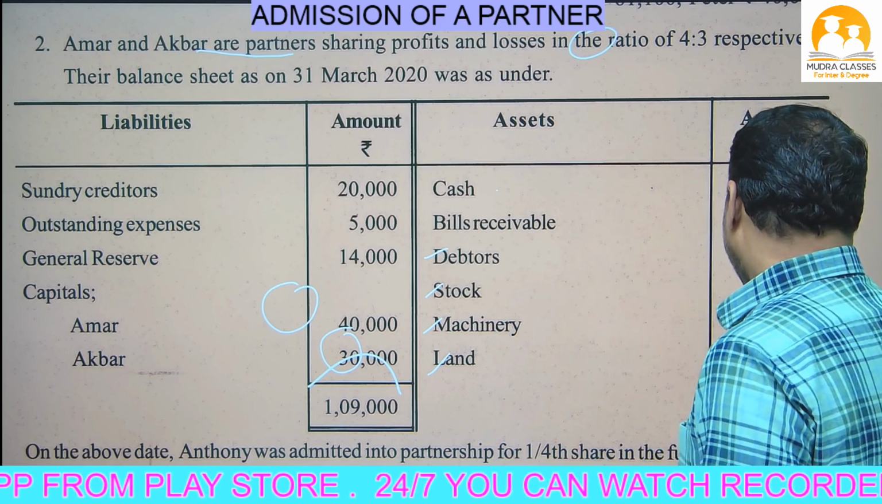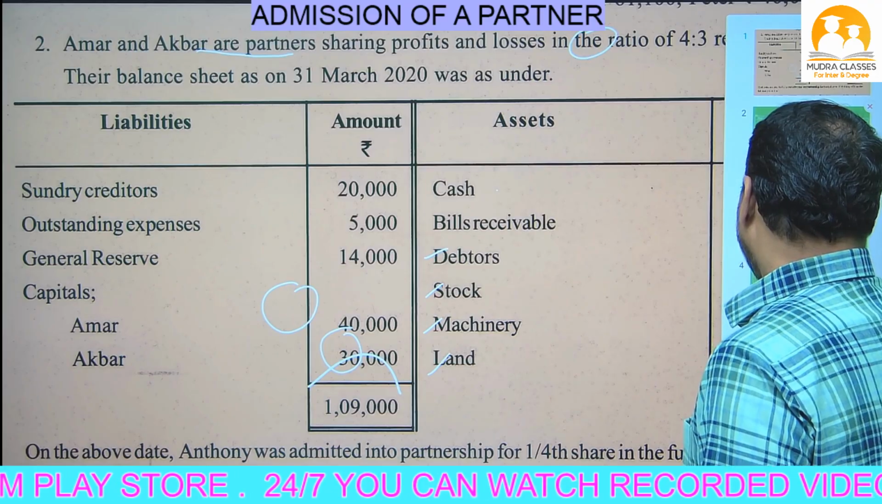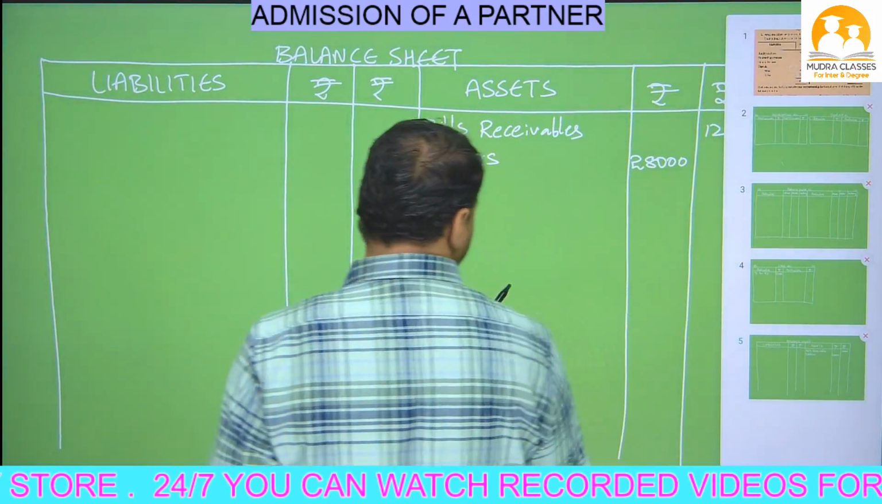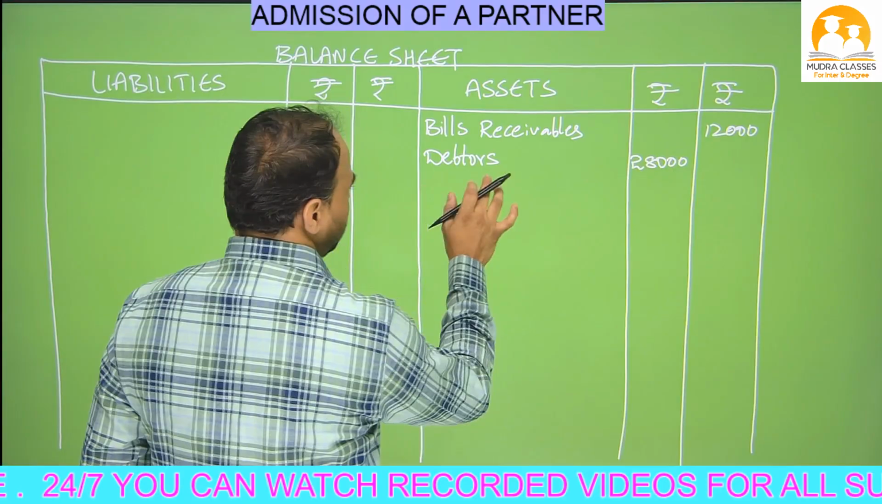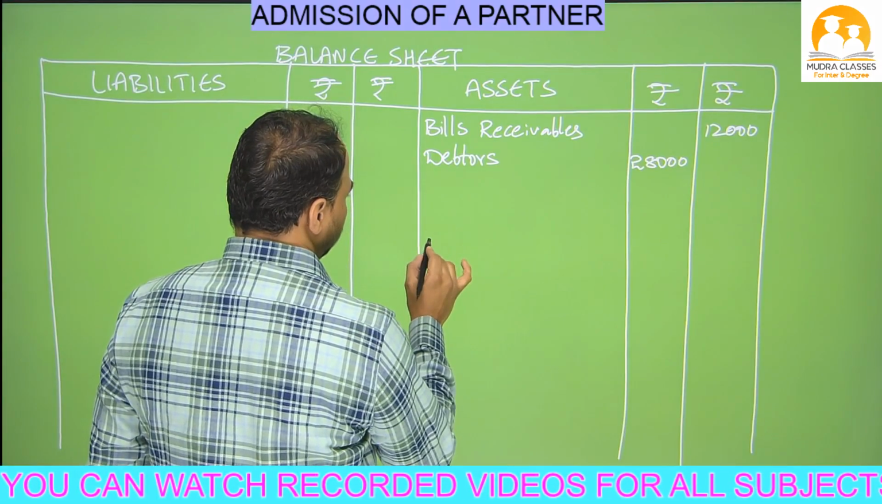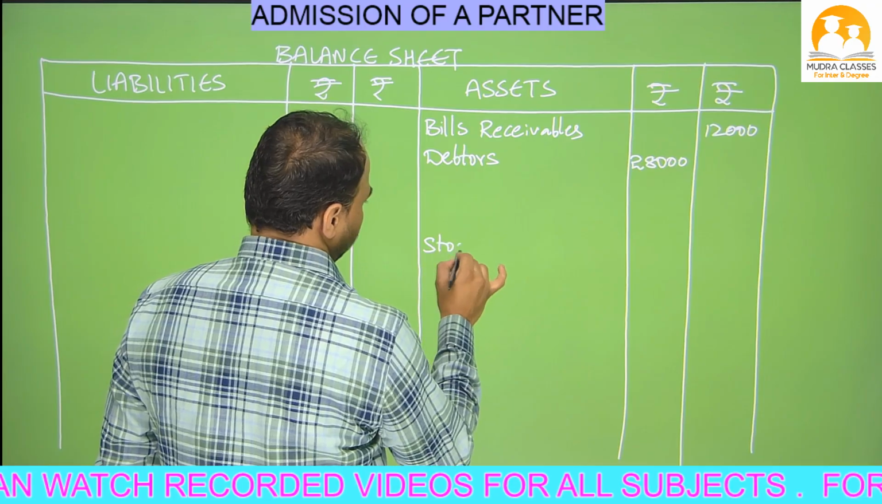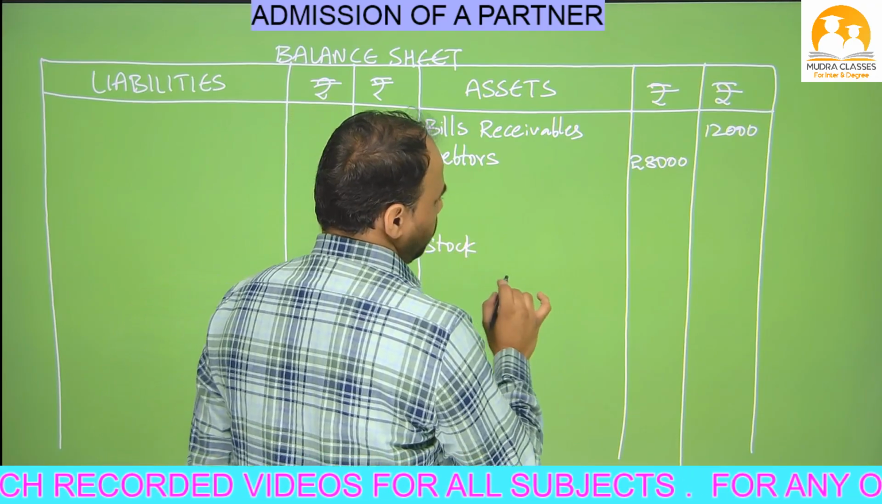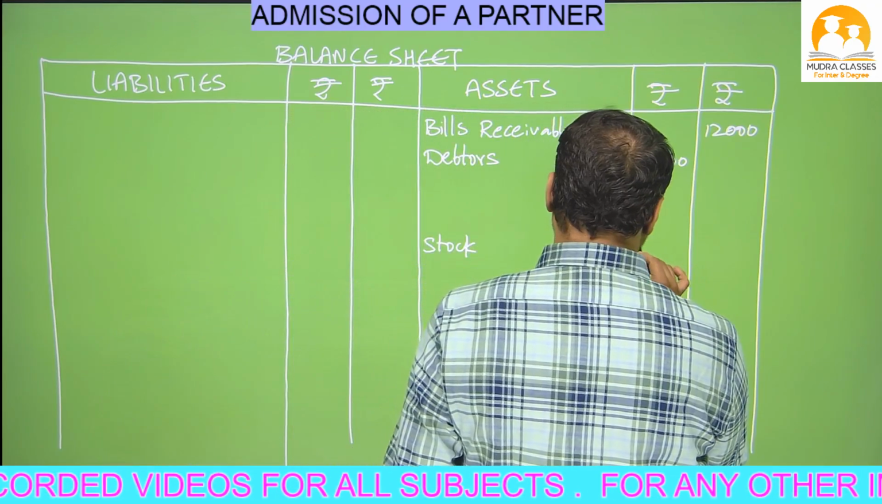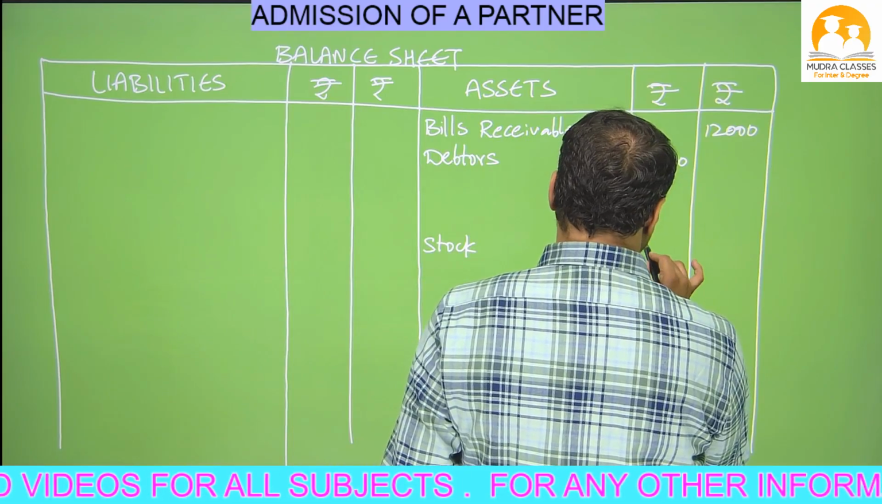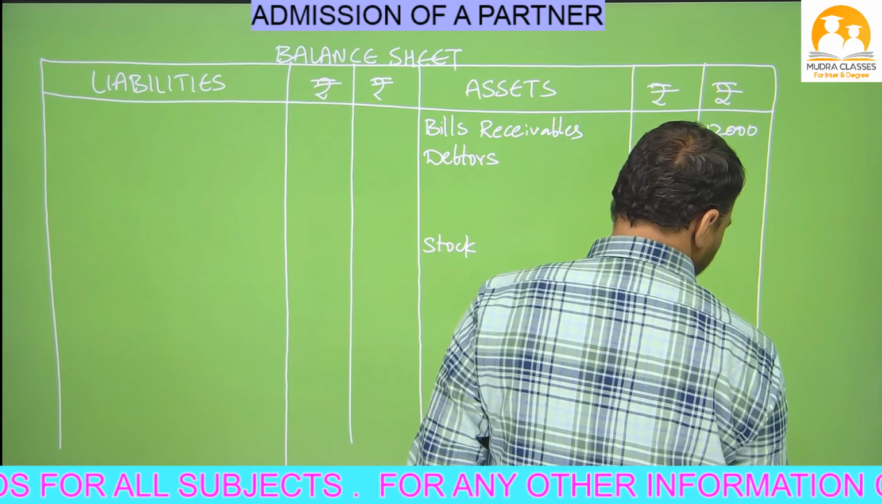After that, stock 24,000 given, Anna. So on the balance sheet asset side we have to write stock. Leave some place here because we have an adjustment for debtors, so I will write stock here. Stock, how much is given, Anna, in the question? I think 24,000, so write 24,000 in the inner column.